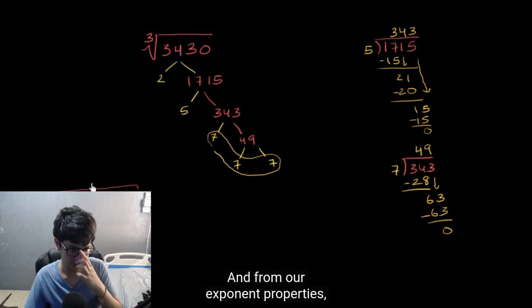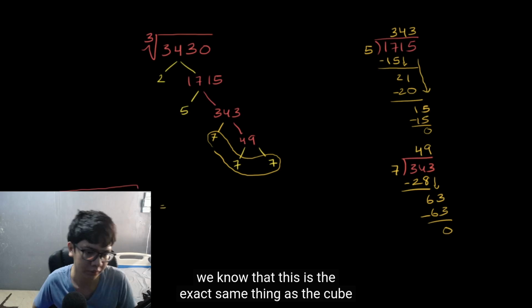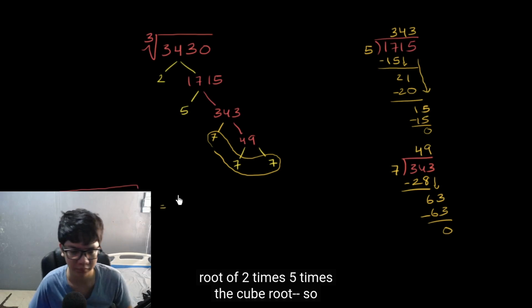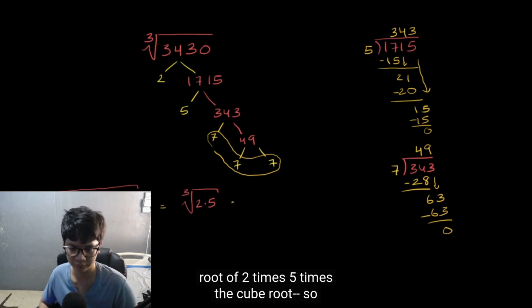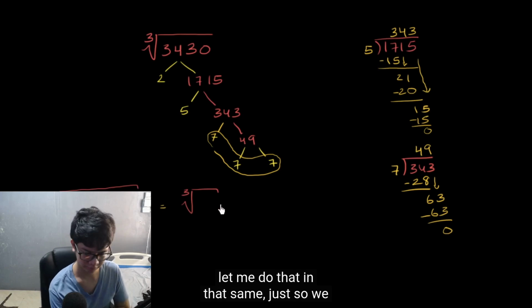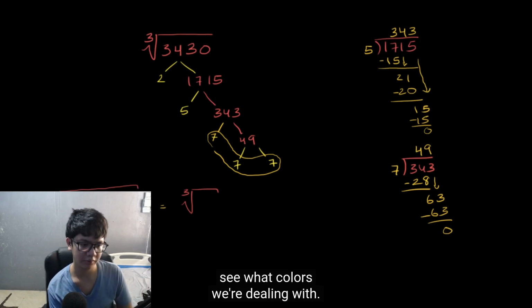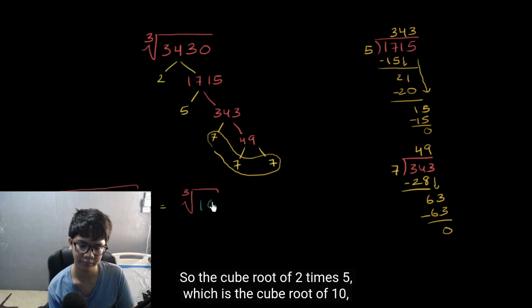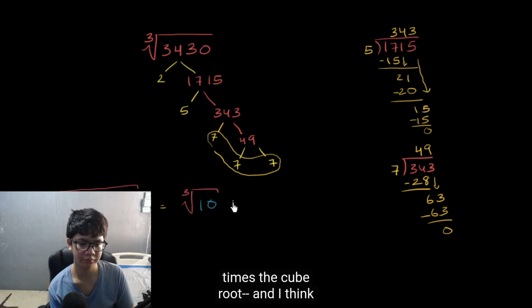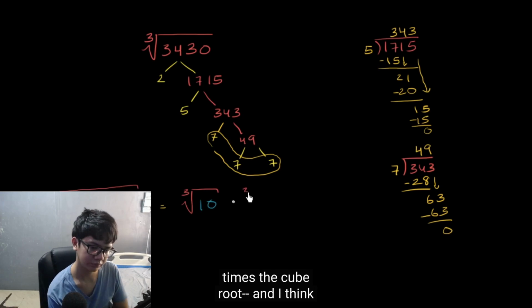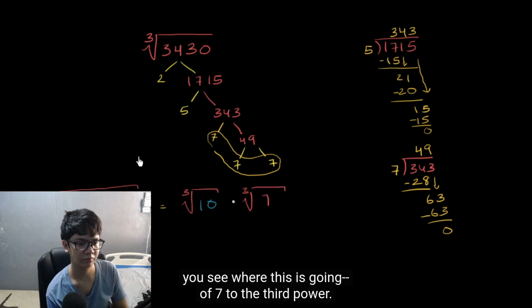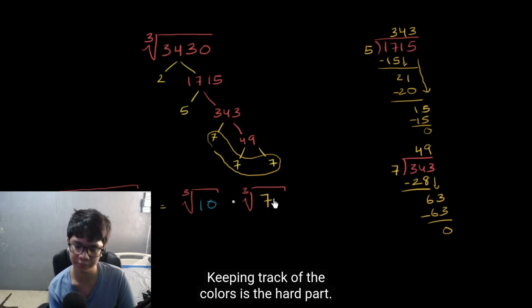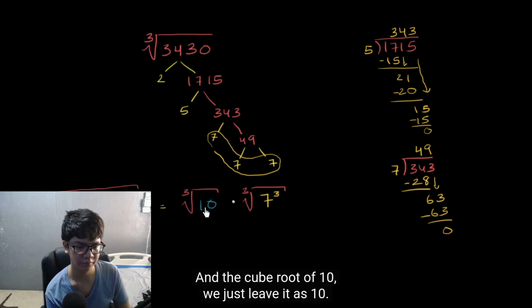And from our exponent properties, we know that this is the exact same thing as the cube root of 2 times 5 times the cube root. So let me do that in the same way, just so we see what colors we're dealing with. So the cube root of 2 times 5, which is the cube root of 10, times the cube root, and I think you see where this is going, of 7 to the third power. Keeping track of the colors is the hard part. And the cube root of 10, we just leave it as 10.